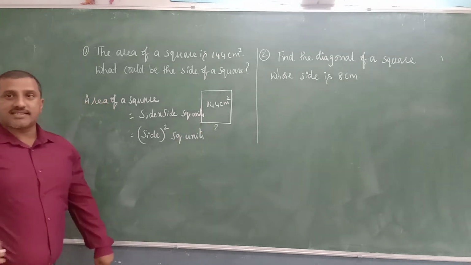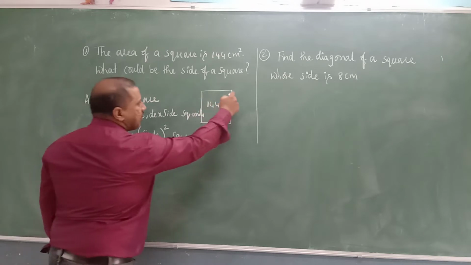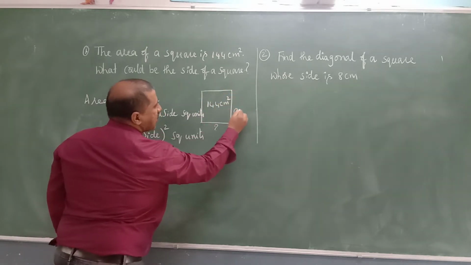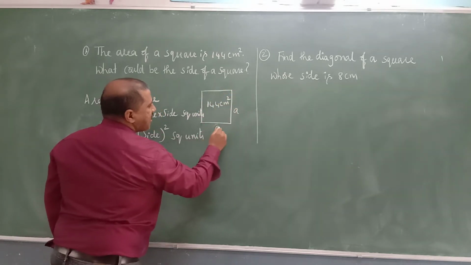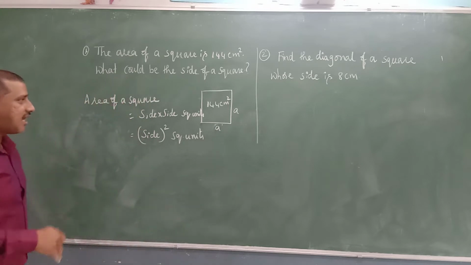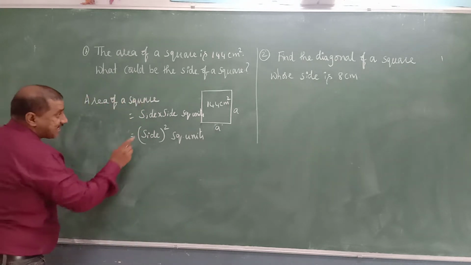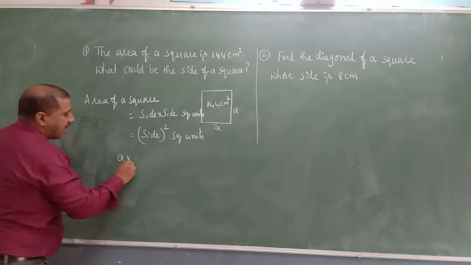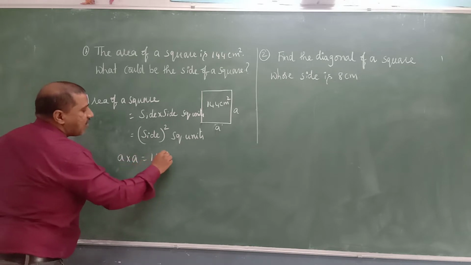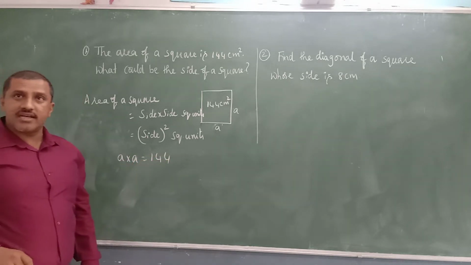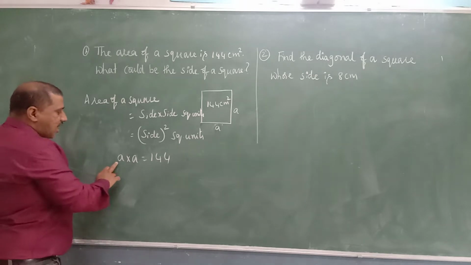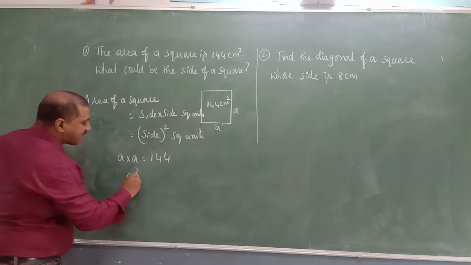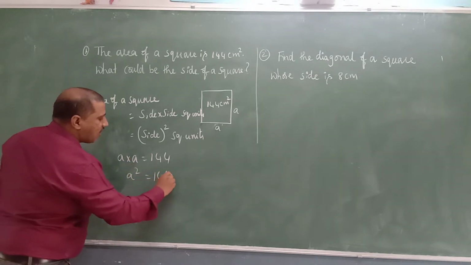Let the side of the square be A units. This is also A units. Then how do you find its area? That is side into side, A into A, that is equal to 144. A into A is A square, that is equal to 144.